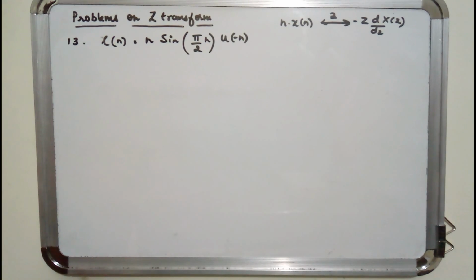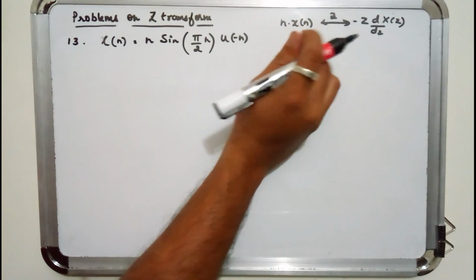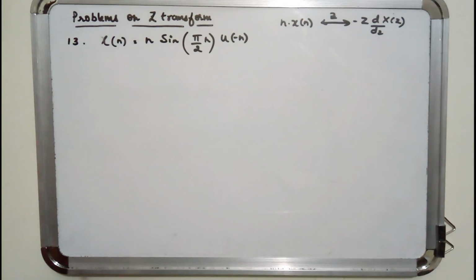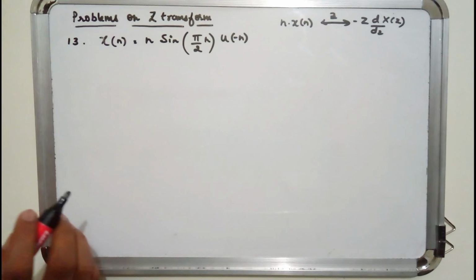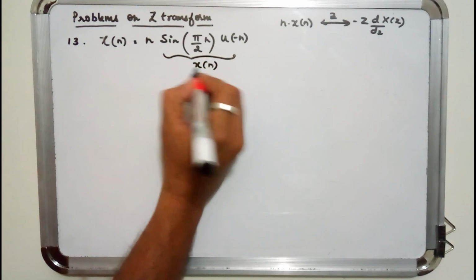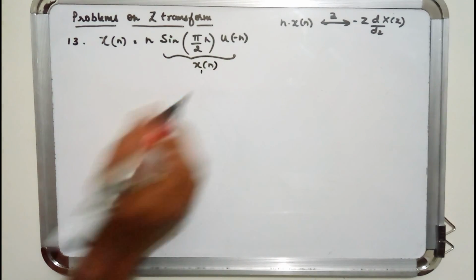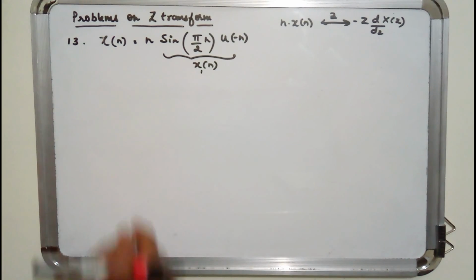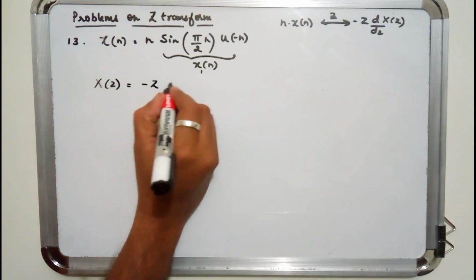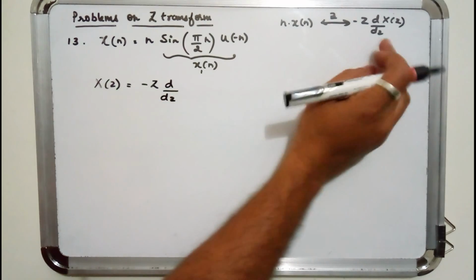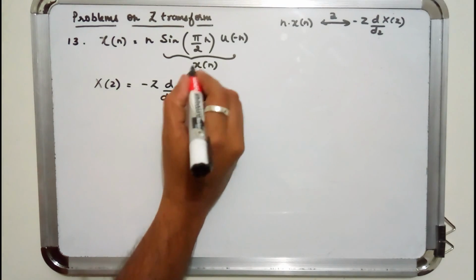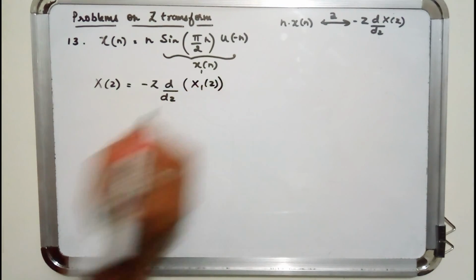Now for which there should be n and x of n, and there should be the x of z. So here n is already present, so this as a whole forms x of n. Okay, so I can take it as x1 of n, right? So the z transform of this as a whole must be minus z into d by dz of x1 of z.